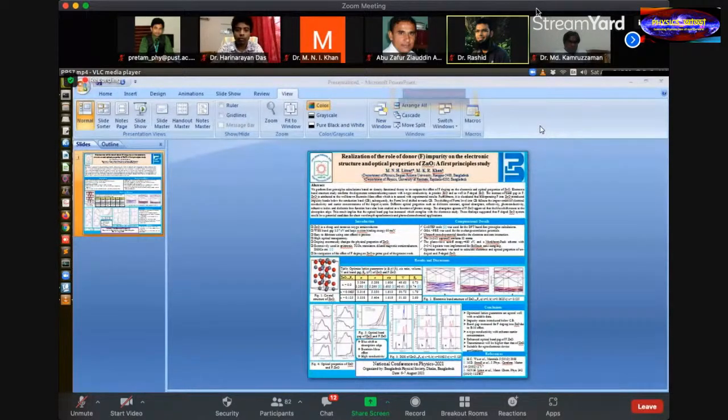The absorption spectra confirm that a blue shift occurs at the absorption edge, and hence the optical band gap increases due to the fluorine doping. Therefore, fluorine-doped zinc oxide will be a good candidate for optoelectronic device applications.